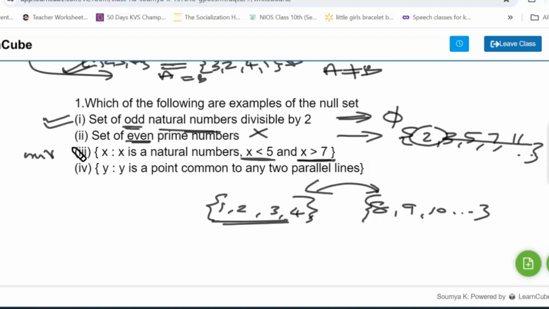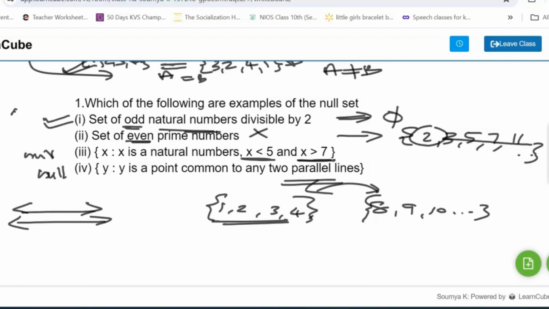The fourth one says y is a common point to any two parallel lines. If you have parallel lines, it will be like this. They are not going to meet at any point of time. Parallel lines never meet at any point, and if they meet, we are not going to say it's a parallel line. So these are the two lines, and do you have a common point in them? You are not going to get a common point anywhere in any two parallel lines. So this set is again a null set.